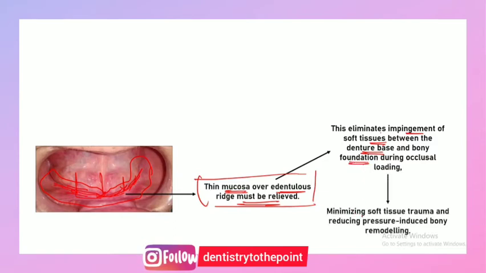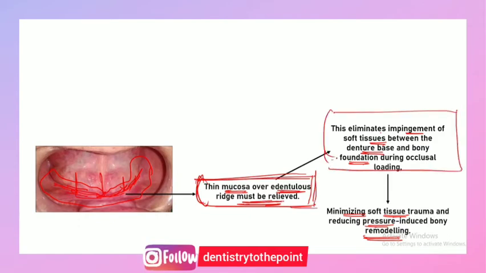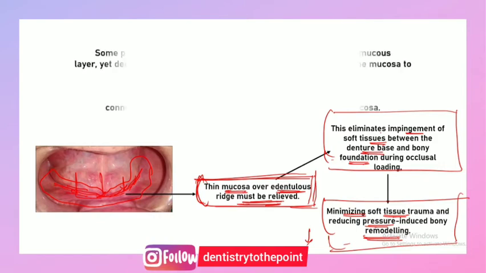So if you relieve, then this minimizes the soft tissue trauma, and also you reduce the pressure induced bony remodeling. So what we are saying is the thin mucosa over the edentulous ridge should be relieved. When you relieve this mucosa, there is no impingement of soft tissues between the bony foundation as well as the denture base. So when this impingement is reduced, there will be minimal trauma to these tissues. Along with that, there will be less or minimum amount of bony remodeling induced due to the vertical occlusal forces.